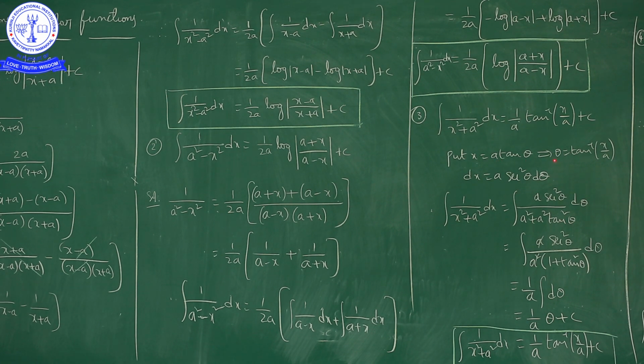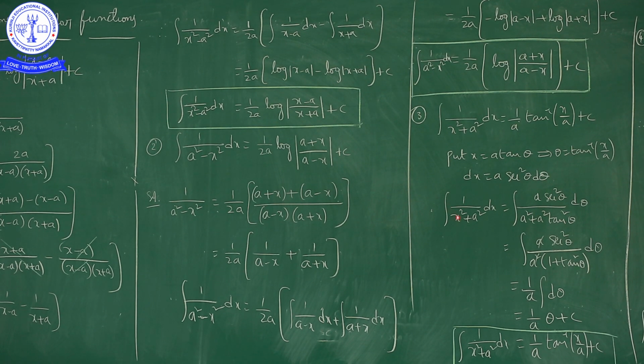Okay. So here, by putting x equal to a tan theta, theta is equal to tan inverse of x by a. Now x equal to a tan theta means dx is equal to what? The differentiation of a tan theta is a secant square theta d theta. So in place of dx we will write this quantity, in place of x we will write this quantity. So by substituting, integration of 1 by x square plus a square dx is equal to, dx is a secant square theta d theta.